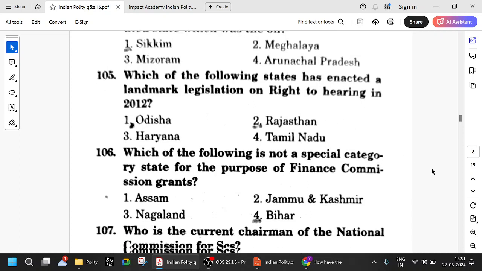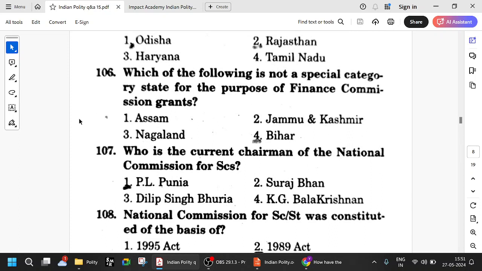Which of the following is not a special category state for the purpose of finance commission grants? Assam, Nagaland, Jammu and Kashmir are special category states. Bihar is not a special category state.